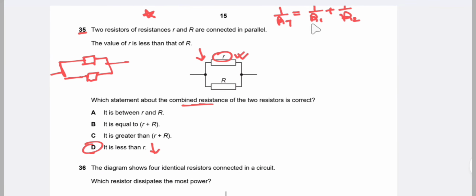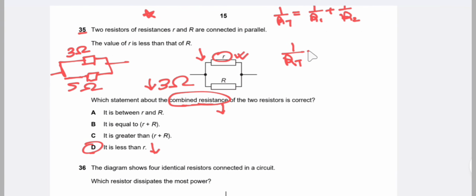If we simplify this, consider two resistors, 3 ohm and 5 ohm. We know that the combined resistance is always less than the least resistance. The least resistance is 3 ohm. That means the combined resistance has to be less than 3 ohm. If we calculate the combined resistance, 1 by R total is equal to 1 by 3 plus 1 by 5. And if we invert this, the combined resistance comes to be 1.875.